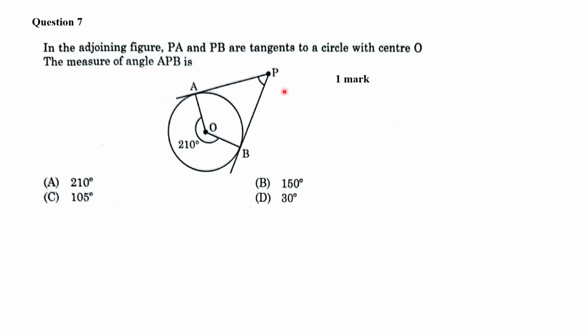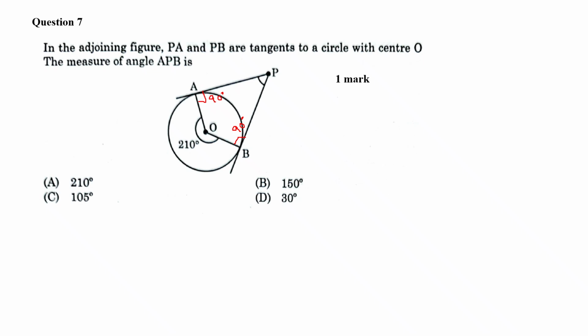In the adjoining figure, PA and PB are tangent to a circle with center O. The measure of angle APB is, you have to find the measure of this angle. Now see, OA will be perpendicular to AP. So this angle OAP is going to be 90 degree. OB is perpendicular to BP, so this is also 90 degree.